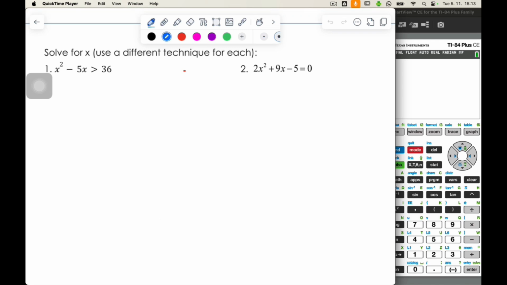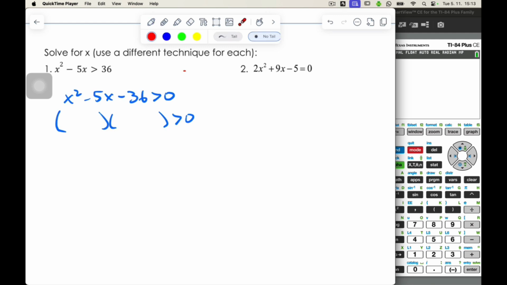Okay, so Mr. Rups here. We're going to solve these quadratic inequalities. To start off with, I'm going to rewrite this algebraically, making one side 0. And then I ask myself the magic question again. What two numbers multiply to get negative 36 and add to get 5?